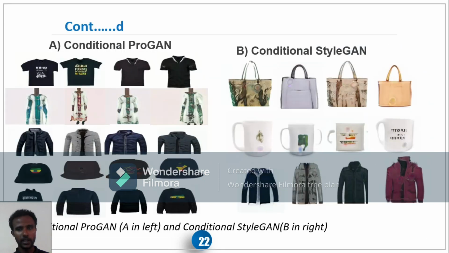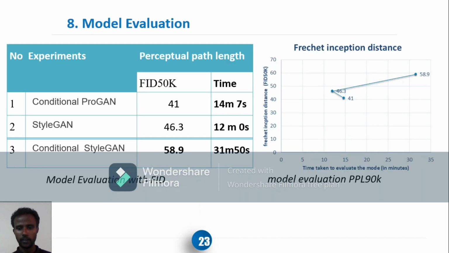I mean StyleGAN, and we add some additional condition over this StyleGAN right here. Here, this is the model evaluation. Actually, we did three model evaluation techniques. The first ones are perceptual path length and Fréchet inception distance. Here, this is the Fréchet inception distance for 50,000 different images, and the time taken to evaluate the model is just this one.